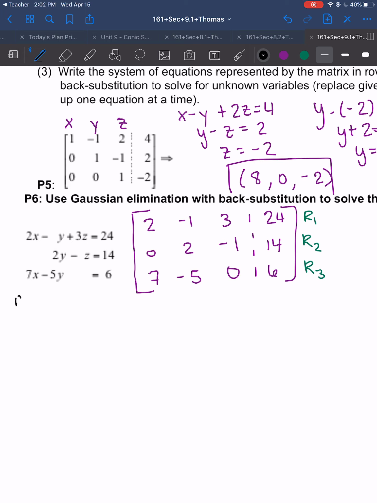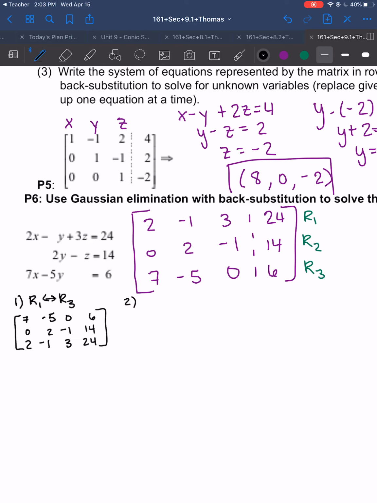Alright, so first, I'm going to interchange row 1 and row 3. So I'm going to have 7, negative 5, 0, 6, and row 2 stays the same. And after I once do the dashed line for the augmented matrix, I always drop it, so you don't have to continue writing it unless you want. Then 2, negative 1, 3, and 24.